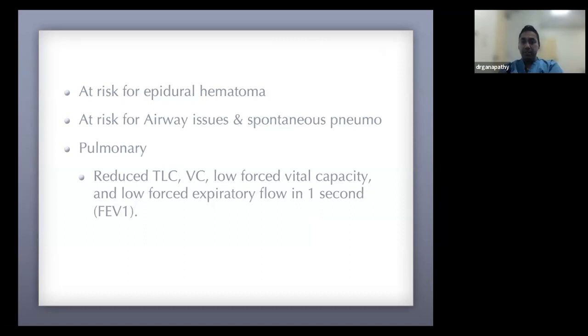These patients are high risk for airway issues and spontaneous pneumothoraces, so you've got to be careful. Pulmonary toilet is key. These patients inherently have a reduced total lung capacity and vital capacity. They have low forced vital capacity and low forced expiratory flow in the first second. So this all can pose challenges intraoperatively as well as postoperatively.